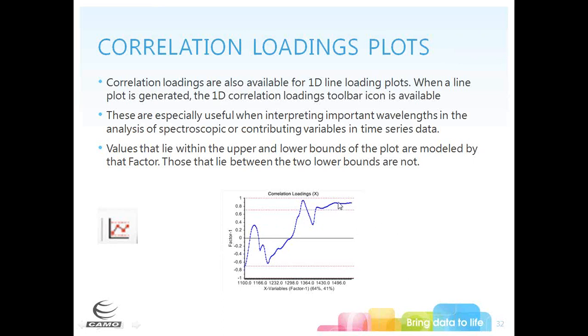And then having the correlation loadings as a 1D plot, we have limit lines, upper and lower, where here the lower line coincides with -1, so it's difficult to see. But from this we can determine that for this first factor of this model, these wavelengths that are between these limit lines here at the top would be those that are the most important in modeling this relationship between X and Y.